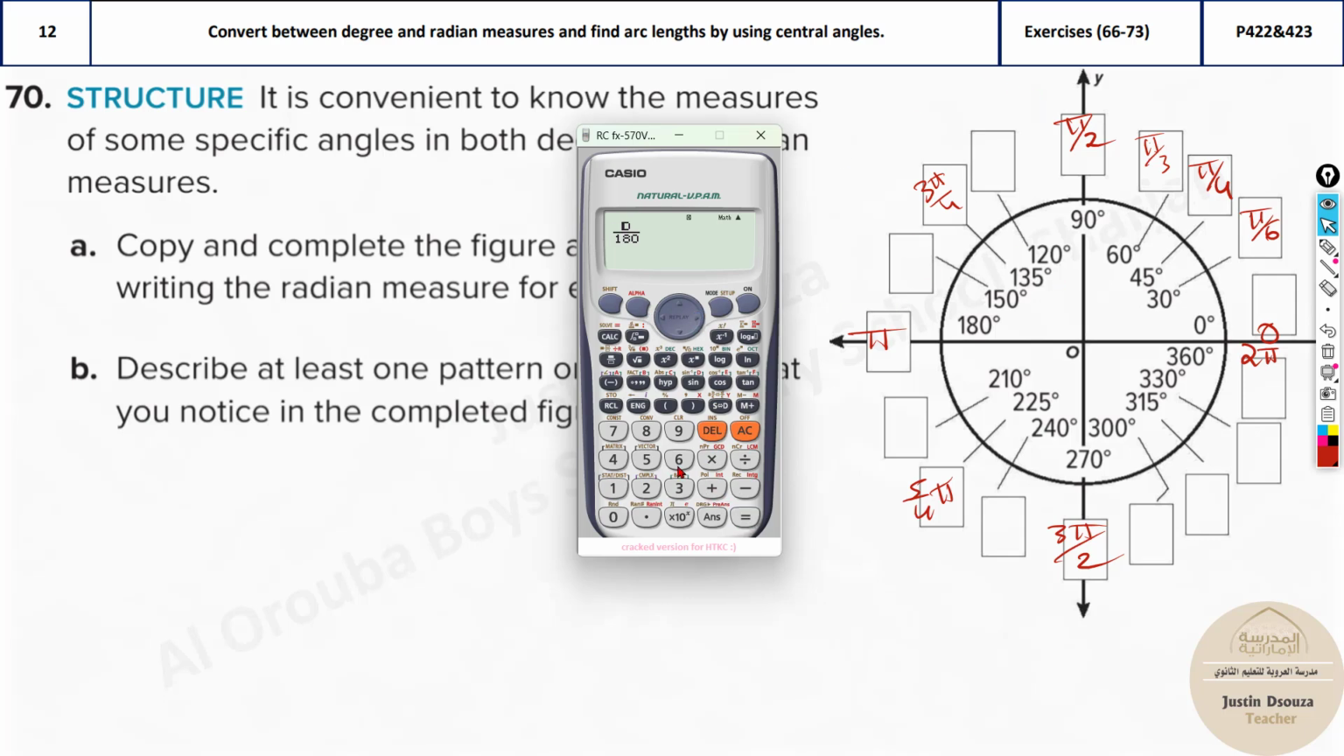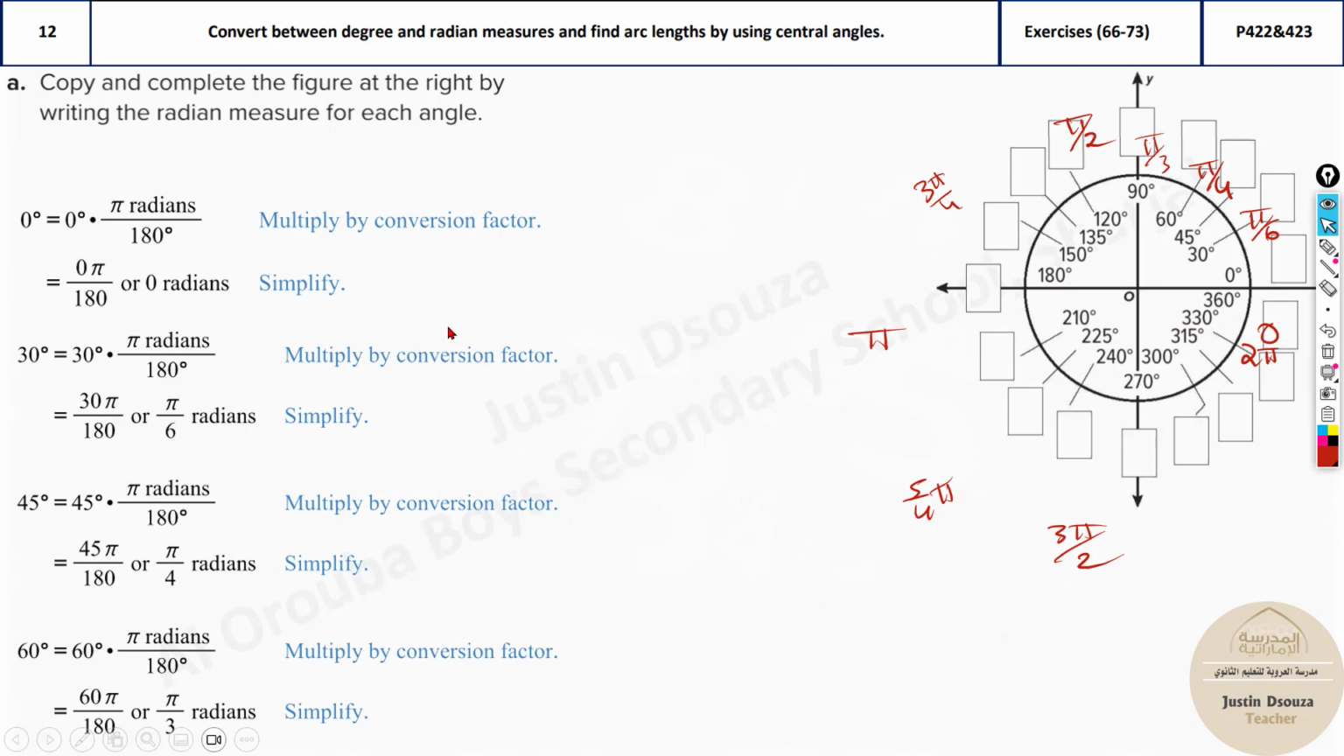Same thing with the other points. You can just easily do it and you will get the answers. You can easily write them up. So these are the answers over here. Just focus on the radians. No need of all these methods. You can directly do it.